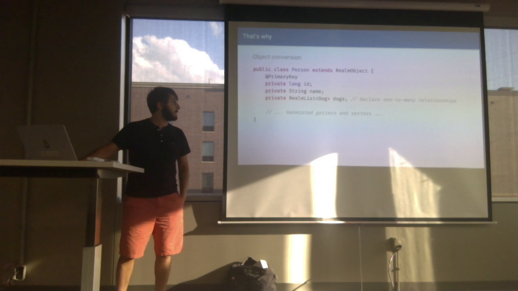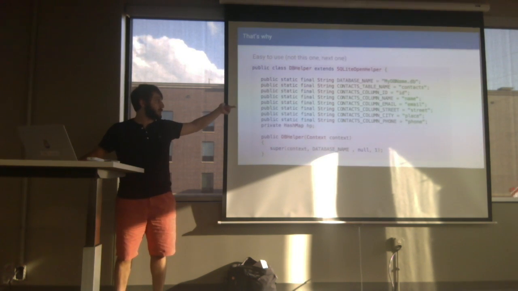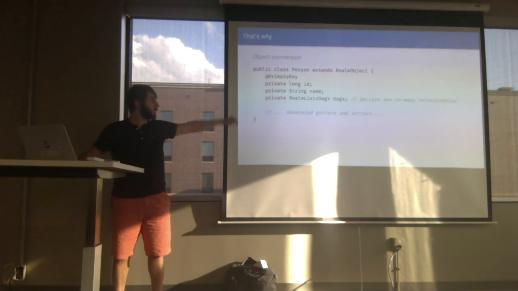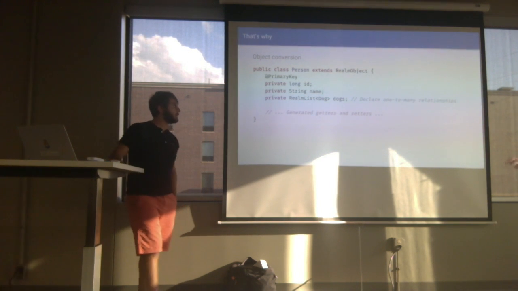For example, there could be a table like in the traditional way. Instead of having column, ID, name, email, all you have to do is create a model class, and you have to mention that it extends RealmObject. Otherwise, Realm is not going to recognize it.